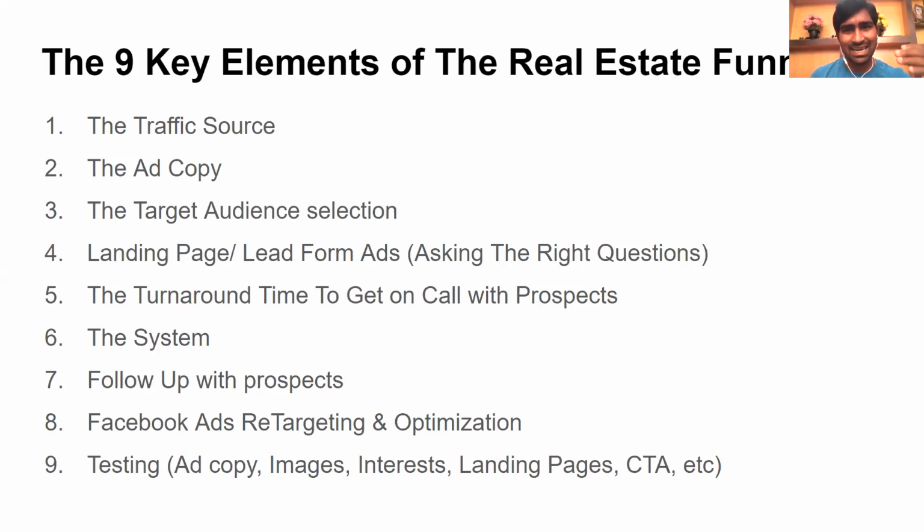So these are the 9 key elements of the real estate funnel. The first one is the traffic source, and the next one is the ad image and the ad copy, and the target audience: to whom you are showing this ad to get those quality leads.